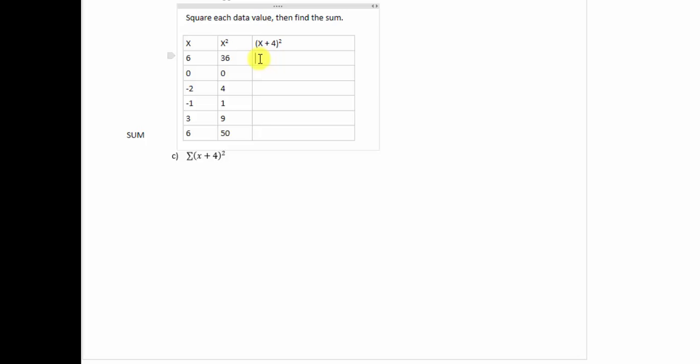So our first observation of 6 would mean the quantity of 6 plus 4 squared. So that would equal 10 times 10, or 100.